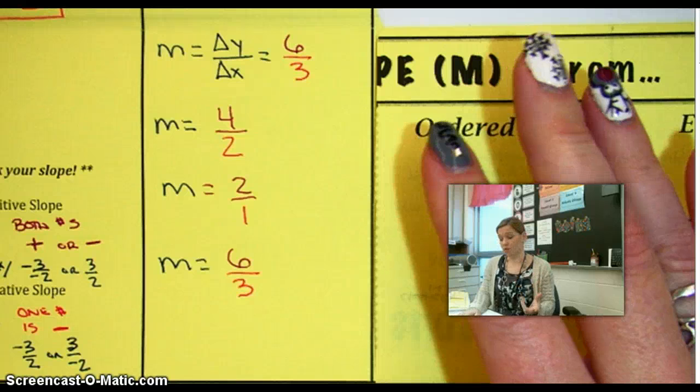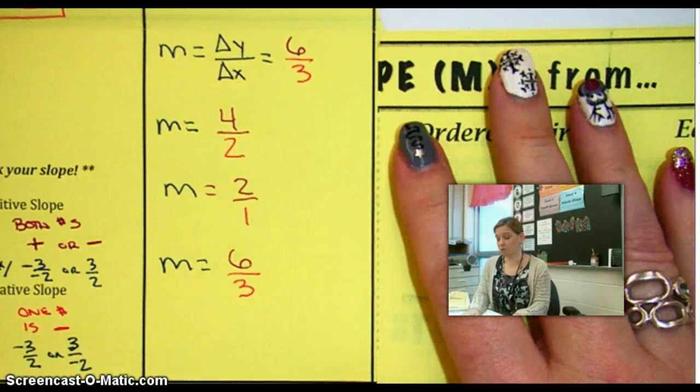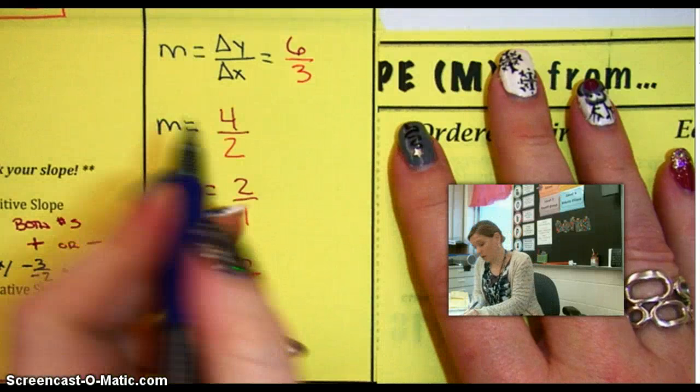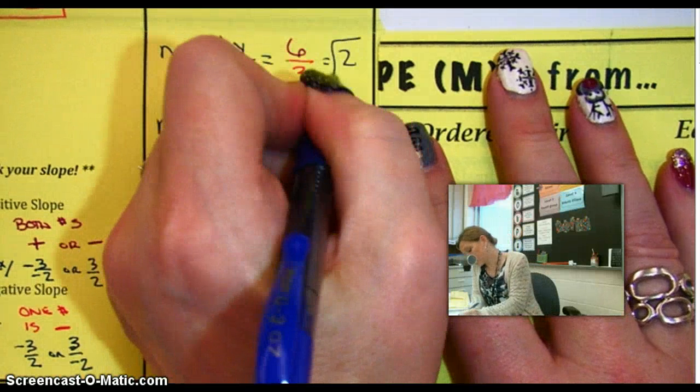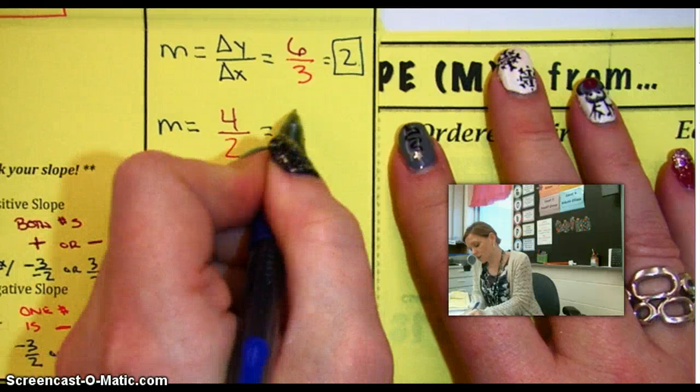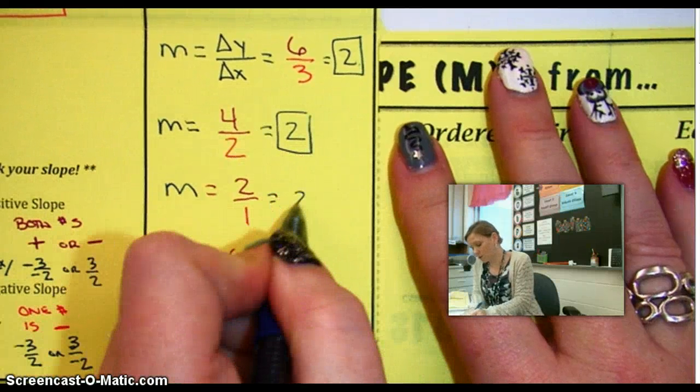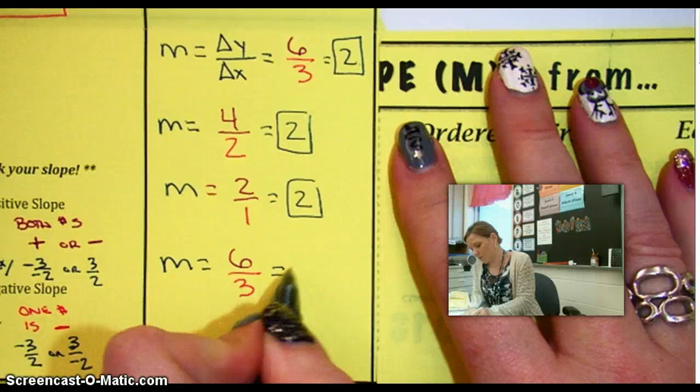So if we did this correctly, all of these slopes should work out if we were to divide them. So let's go ahead and do that. 6 divided by 3 is 2. 4 divided by 2 is 2. 2 divided by 1 is 2. And 6 divided by 3 is 2.